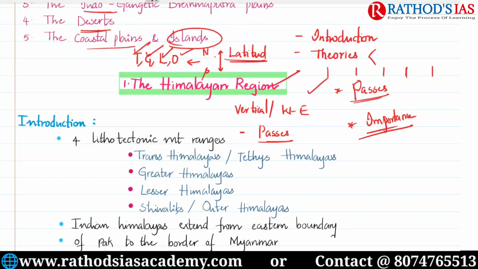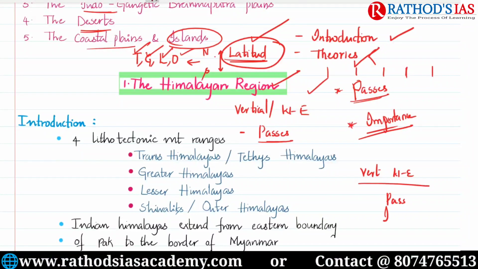All this we are going to see in two parts. In this first part, we are going to see the introduction, the theories, and the latitudinal division of the Himalayas. In the next part, we are going to see the vertical division or west to east division of the Himalayas, the passes, and the importance of the Himalayas.